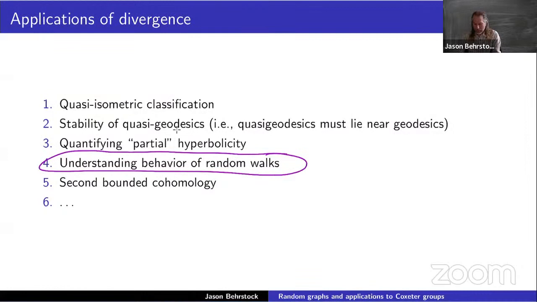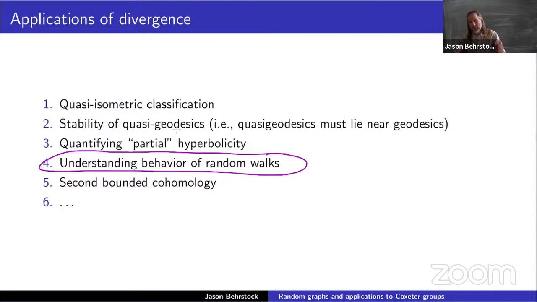There's a very nice paper of Mathieu and Sisto, where they showed that if you have a random walk and you have some kind of superlinear divergence, then you can control some of the behavior of random walks. So random walks can be controlled to some extent in the presence of some superlinear divergence.